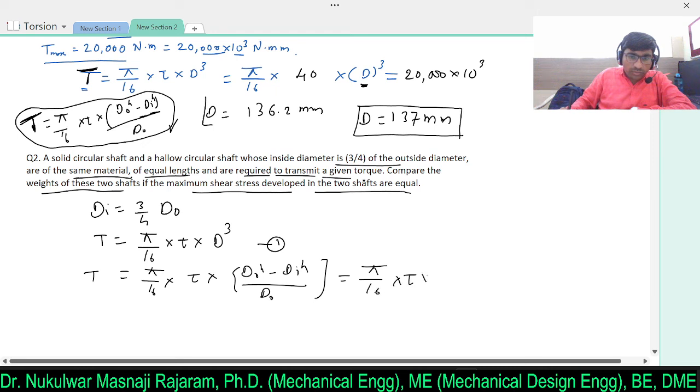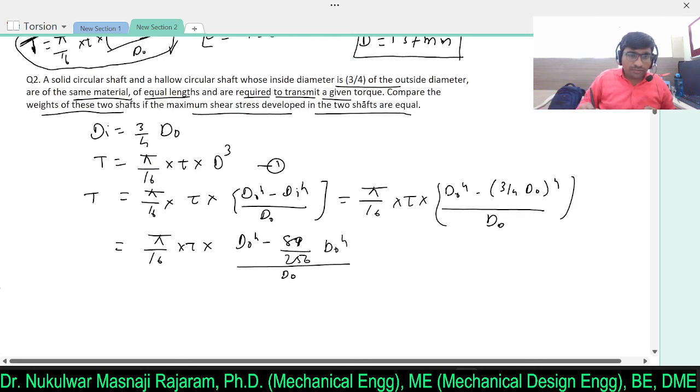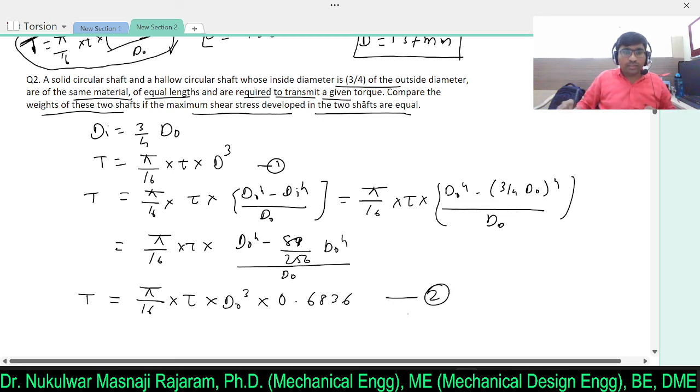So pi by 16 into tau into (do raised to 4 minus (3 by 4 do) raised to 4) divided by do. If you solve this, I will get pi by 16 into tau into do raised to 4 into (1 minus 3 raised to 4, which is 81, sorry, over 4 raised to 4, which is 256), divided by do. If you simplify this equation, the torque transmitted for the hollow shaft will be equal to pi by 16 into tau into do cube into 0.6836. So here we get two equations.